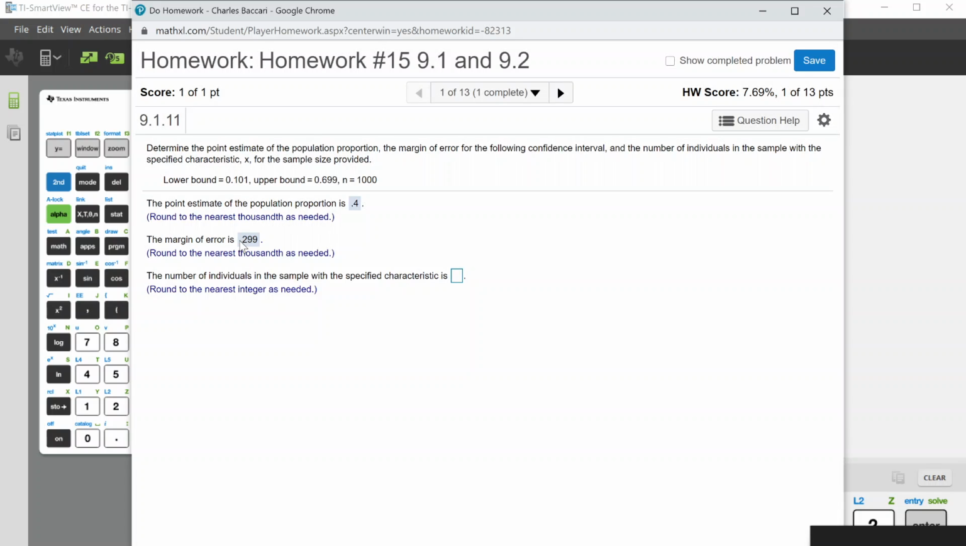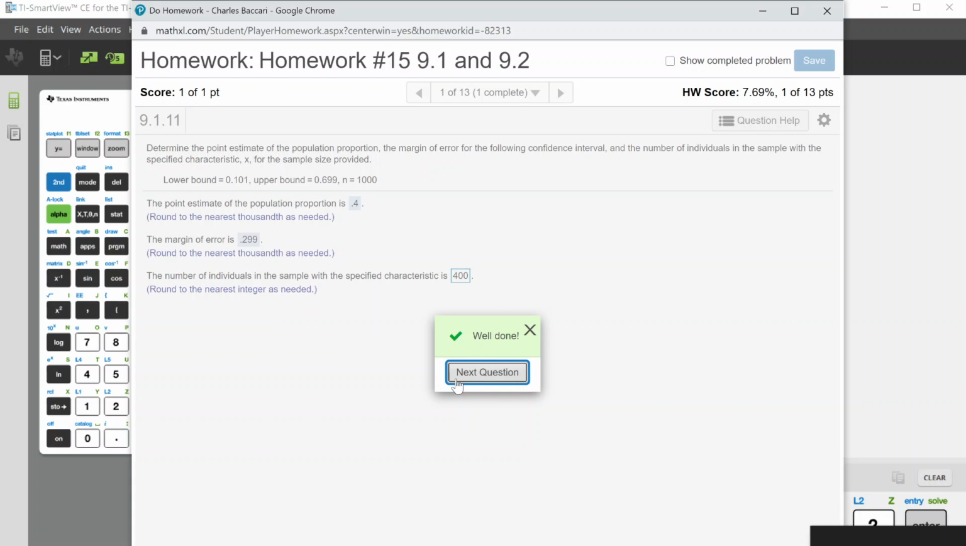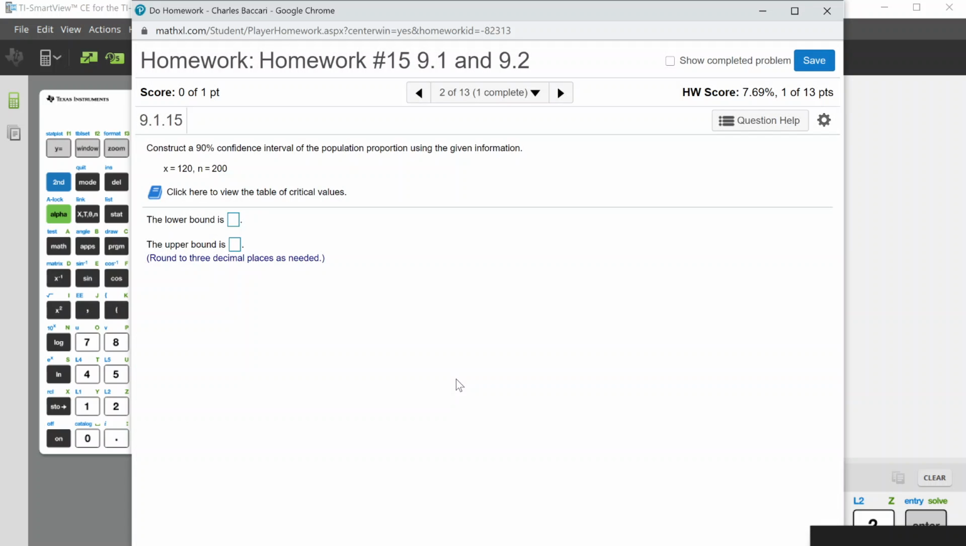Okay, and then finally it says the number of individuals in the sample with this specific characteristic is, well, n is 1,000. The average here is 0.4, so we just multiply those and we get 400. Okay, so that's that. Now to do this, you can do this very simply with a calculator.